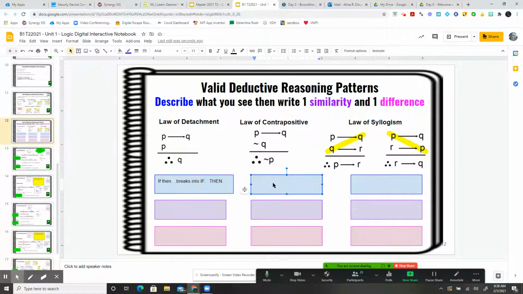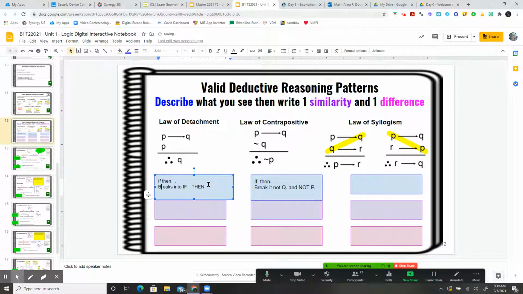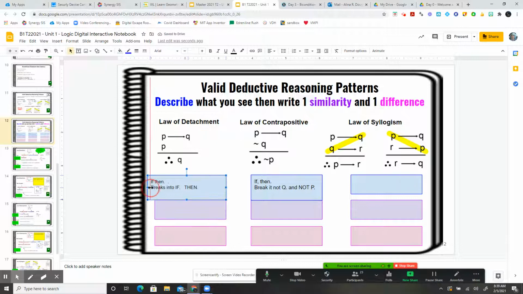Here, with contrapositive, that same if and then sentence, and I break it into not, to, period, and not, he, period. It's a little bit different. So you write whatever makes sense to you, and you might have to revisit this at some point. Because it might not make sense right now, but it will eventually.